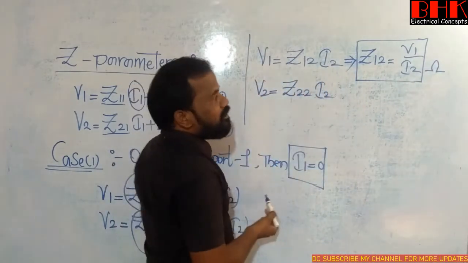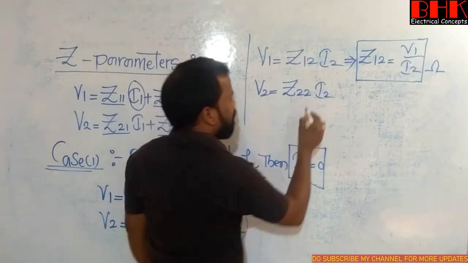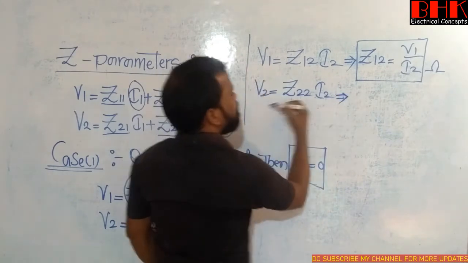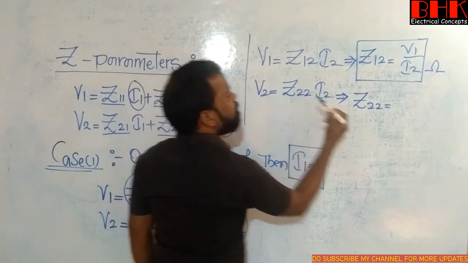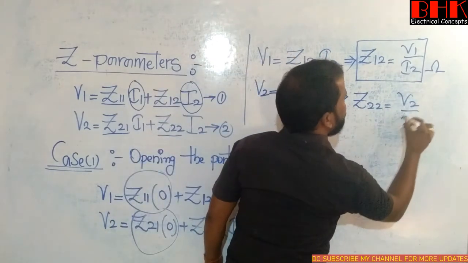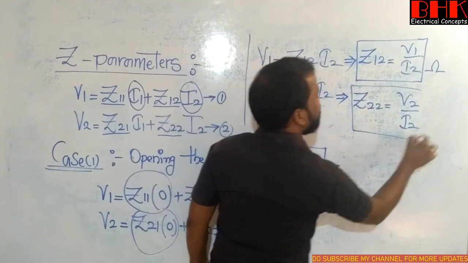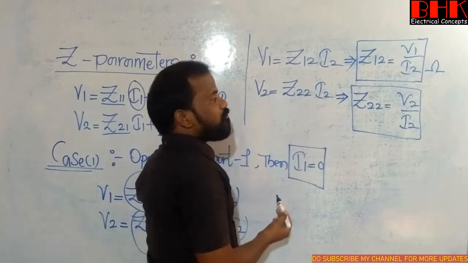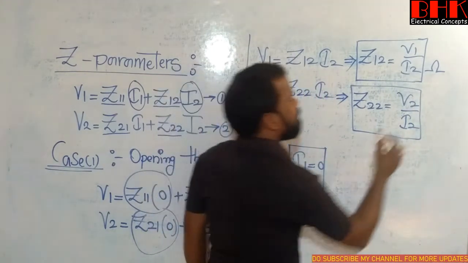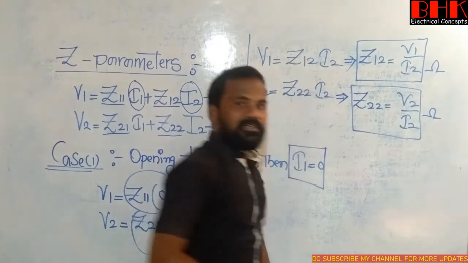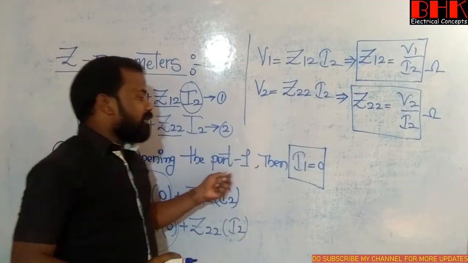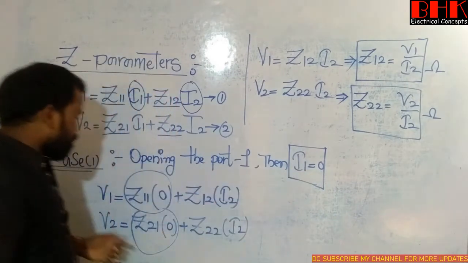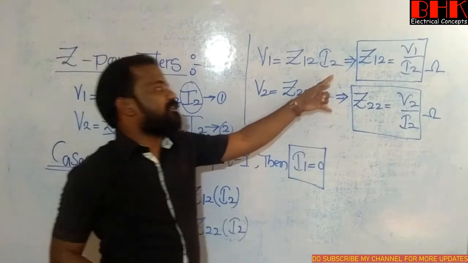Now we got Z12 is equal to V1 by I2. Same here also, Z22 is equal to V2 divided by I2. So we got Z22 is equal to V2 by I2. What is the unit of impedance? Ohms. Clear? So in case number 1, we are opening port 1, then I1 is equal to 0, so we got these two parameters. Clear?